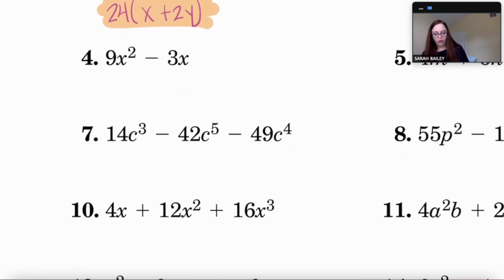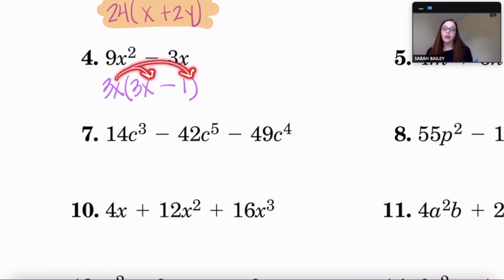Let's look at number 4. We've got to factor 9x squared minus 3x. If I look at each of these terms, I can take a 3x out of both. So if I take a 3x out, what's that going to leave me with? 3x times what is 9x squared? In other words, 3x. And 3x times what is 3x? 1. Then go back and double check this. If I do 3x times 3x, I get 9x squared. If I do 3x times negative 1, I get negative 3x. So that's it.